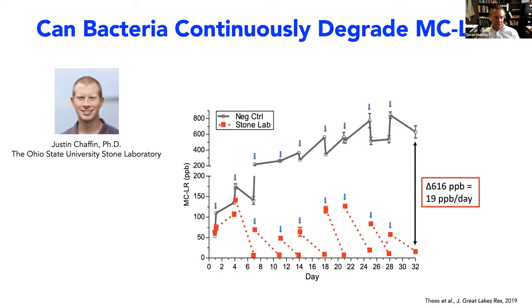Again, let's go back to 2014 and the water crisis. There was about 1 to 2 parts per billion in the water, and 1 part per billion is toxic to humans. Our bacteria can remove 19 parts per billion per day. Imagine if we could have added that to the Toledo water treatment plant. Potentially we wouldn't have had a water crisis.